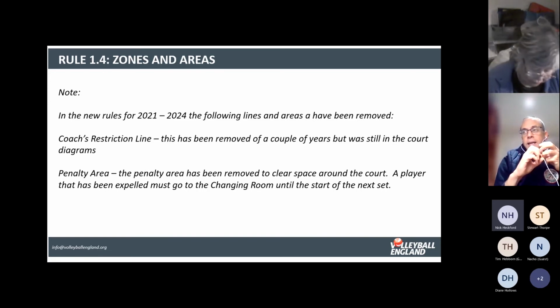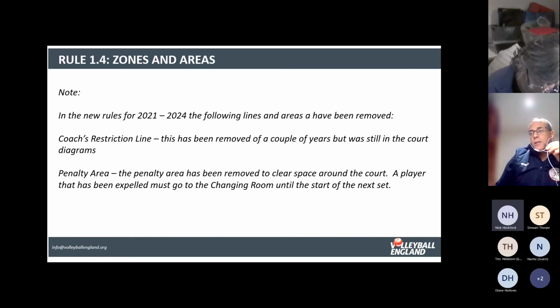If you expel a player, that player should leave the control area and go to the changing room, where they will remain until they are called back to the court.